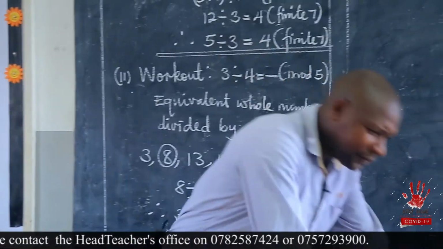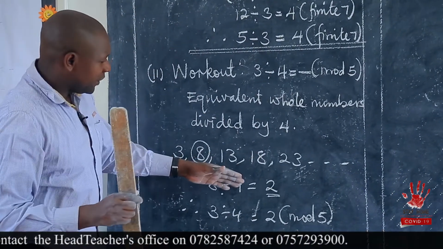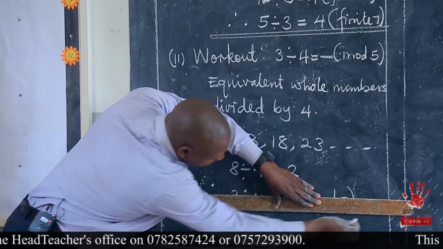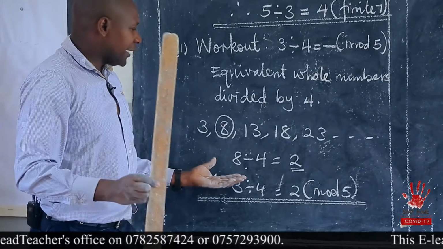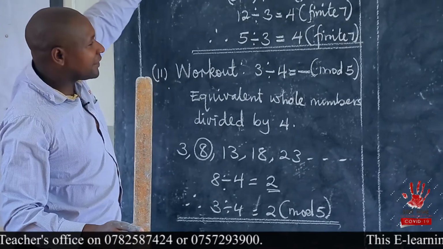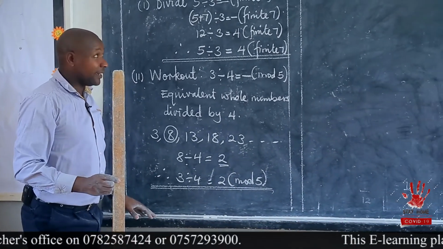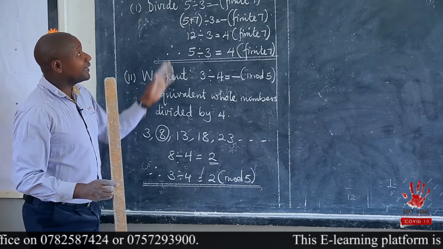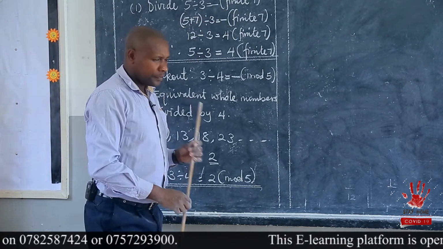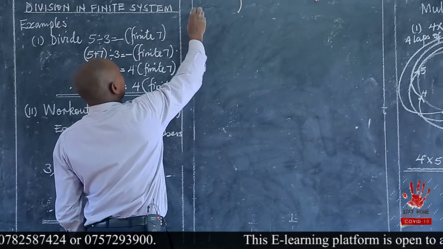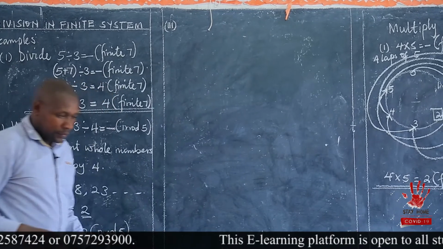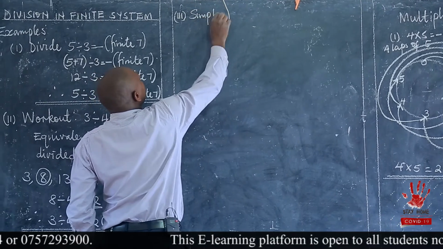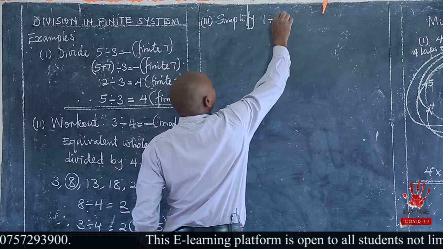Don't you think, you people, division in finite system is very simple, depending on the two methods we have seen so far? Just watch. If you apply this method to the first example, will you get the answer? Think and use it, following the whole numbers that are equivalent in finite 7. Allow me to give you the third example here, whereby they are telling us to simplify 1 divided by 5.